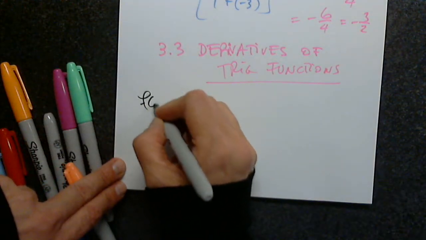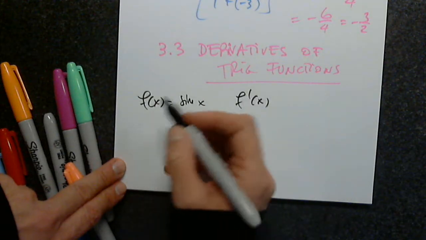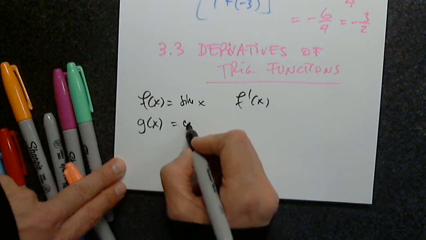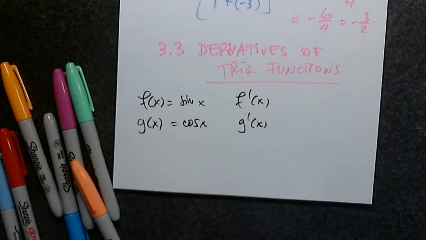So we're looking first at f of x being sine x, and we want to find f prime. And let's say g of x equals cosine x, and we want to find g prime. And then we're going to use this to determine at least two other derivatives, of tangent and cotangent. And we can also determine secant and cosecant. Now, if you'd like to see a proof, say yes. If you don't like to see a proof, then I'll give the answer. Yes. Okay, we want to see the proof.